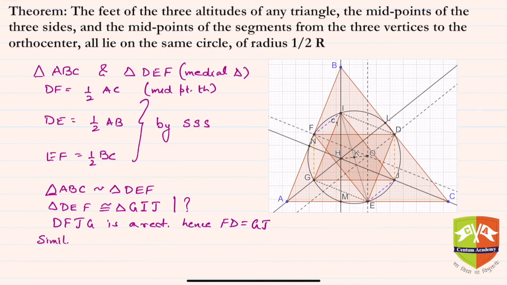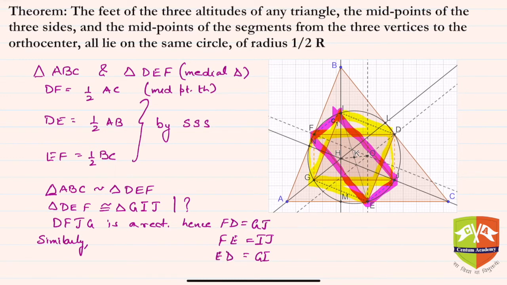Similarly, there are two more rectangles. You can check the previous session that there are three rectangles in this figure, one, then two, and the third one was this. So on that basis, you can prove similarly that FE is equal to IJ, and the third side that is left, GI, is equal to ED. So hence, by the SSS congruency criteria, DEF is congruent to GIJ, correct?